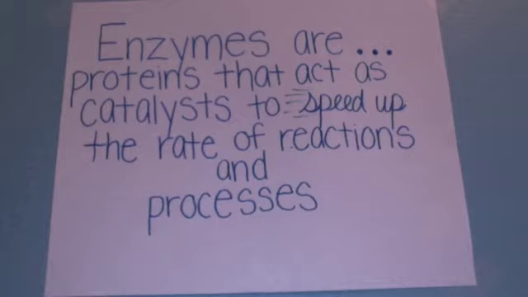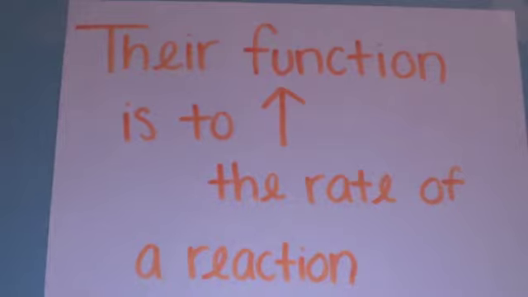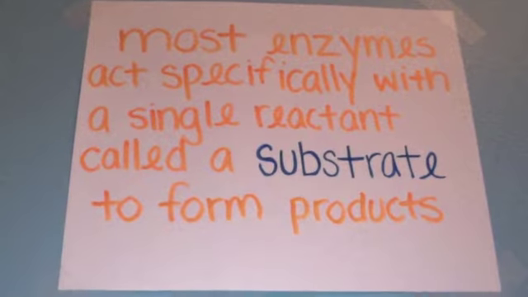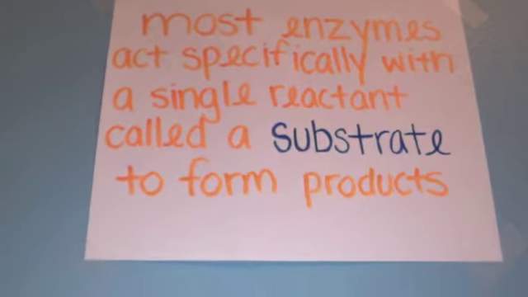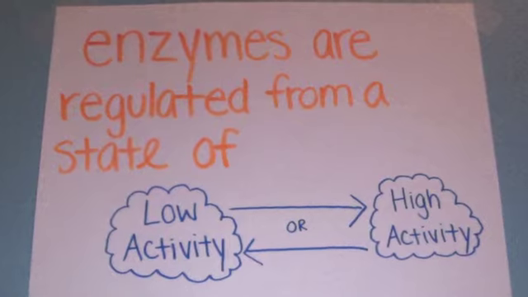Enzymes are proteins that act as catalysts to speed up the rate of reactions and processes. They have three characteristics. Number one, their function is to increase the rate of a reaction. Number two, most enzymes act specifically with a single reactant called a substrate to form products. And number three, enzymes are regulated from a state of low to high or high to low activity.